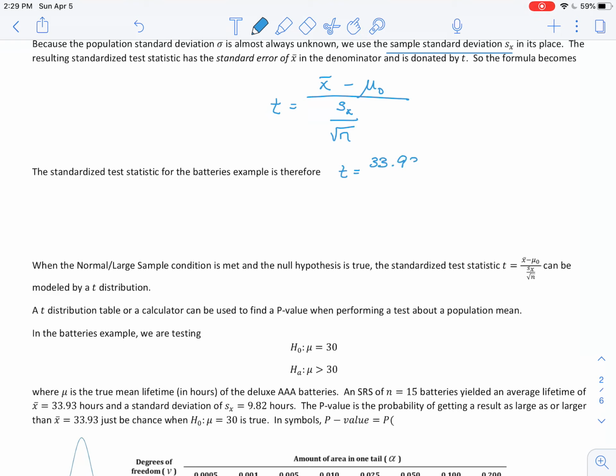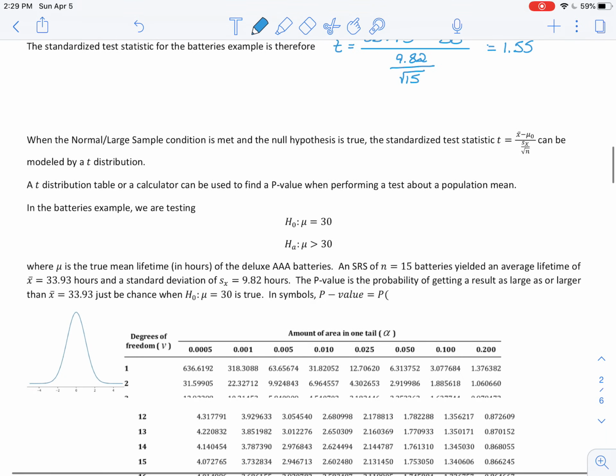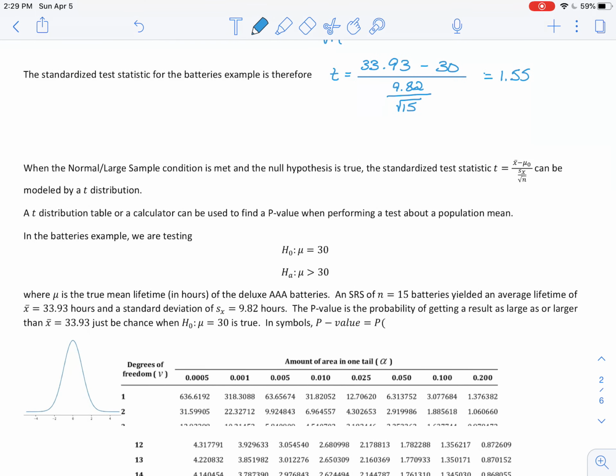So for our example about the batteries, to standardize our test statistic, we're going to take 33.93. We're going to subtract 30, because that's what's in the null hypothesis. We assume that's true until proven otherwise. And we're going to divide by our sample standard deviation, which was calculated to be 9.82, over the square root of the sample size from which that was found. If you do that correctly, you get 1.55.